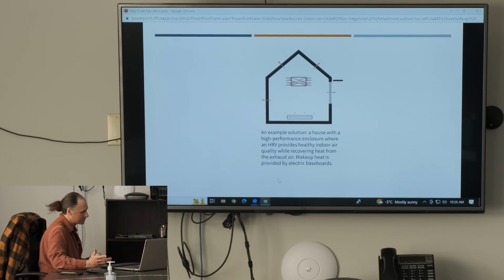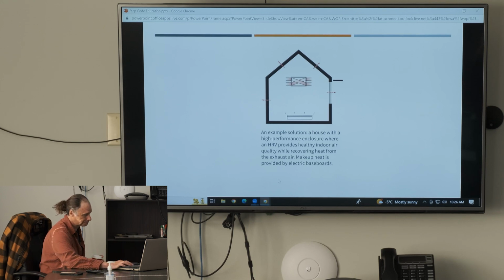So, an example solution: a house with a high-performance enclosure where an HRV provides healthy indoor air quality while recovering heat from the exhaust air. Makeup heat is provided by electric baseboards.